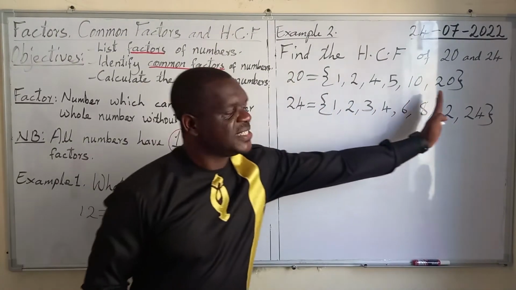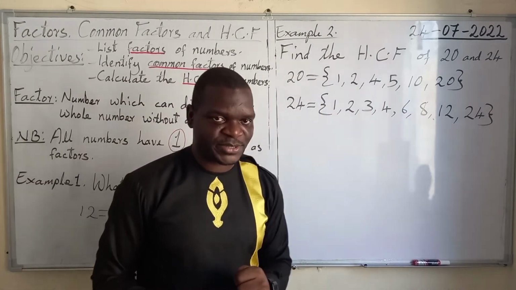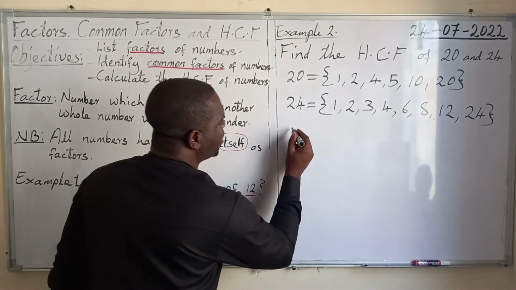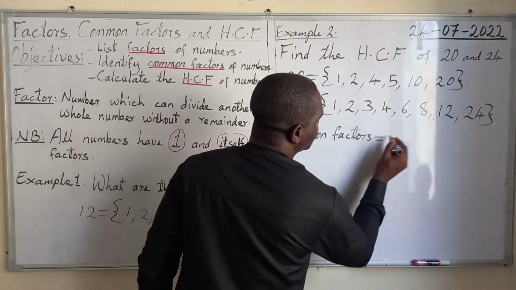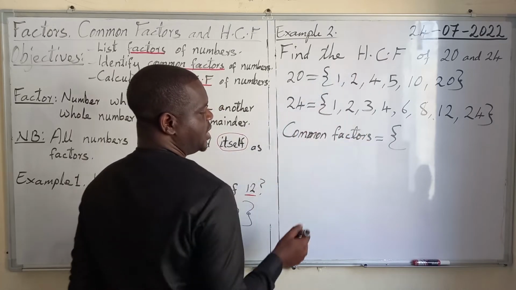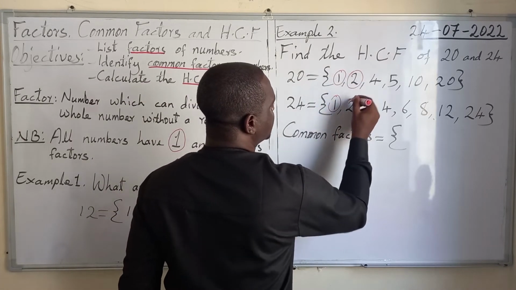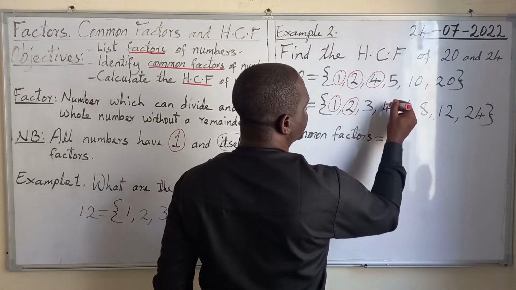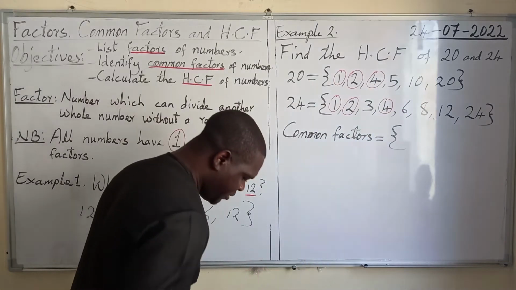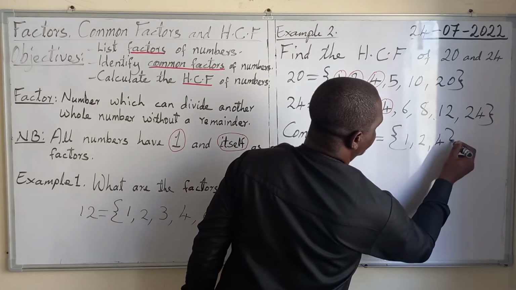So if we have identified these as the factors of 20 and 24 respectively, then the common factors will be what we have both here and here. And these are: 1 is up and down, 2 is here and here, 4 is here and here. That's it. Our common factors will be 1, 2, and 4.